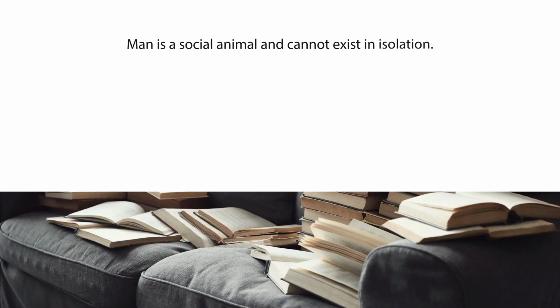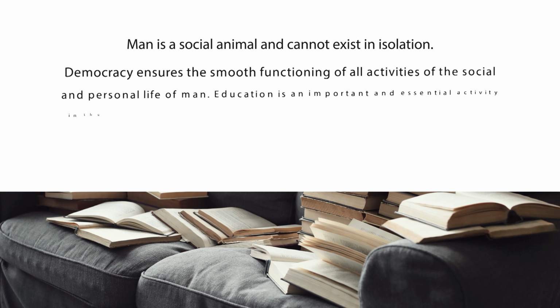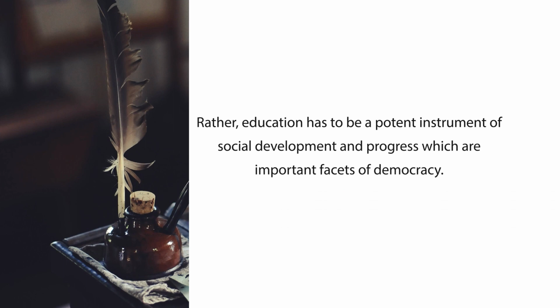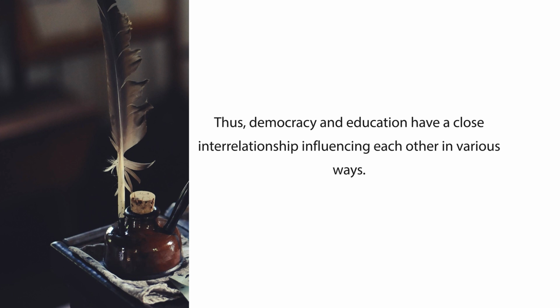Man is a social animal and cannot exist in isolation. Democracy ensures the smooth functioning of all activities of the social and personal life of a man. Education is an important and essential activity in the life of a man, and thus it cannot keep itself aloof from democracy. Rather, education has to be a potent instrument of social development and progress, which are important facets of democracy. Thus, democracy and education have a close interrelationship, influencing each other in various ways.